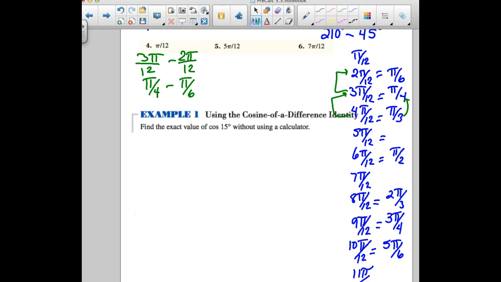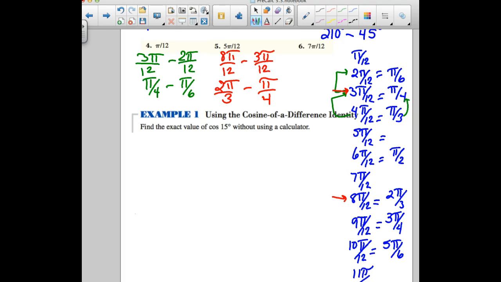For example, we could use an 8 minus a 3, which would give us a difference of 5, and we know both of those. So 8 pi over 12 minus 3 pi over 12, and we said 8/12 was 2 pi over 3, and 3 pi over 12 would reduce to pi over 4. So if we need to come up with sine of 5 pi over 12, we can use sines and cosines of the 2 pi over 3 and the pi over 4.